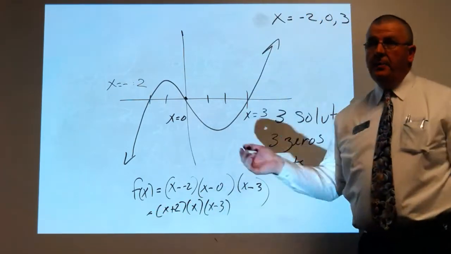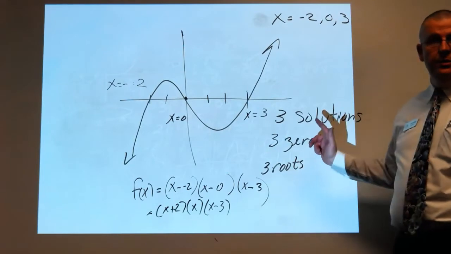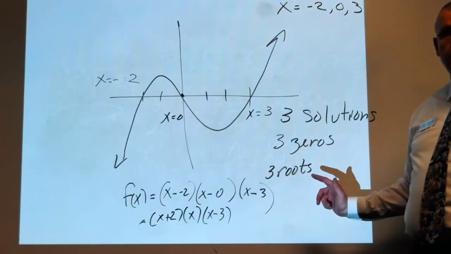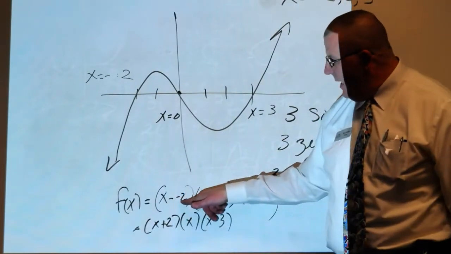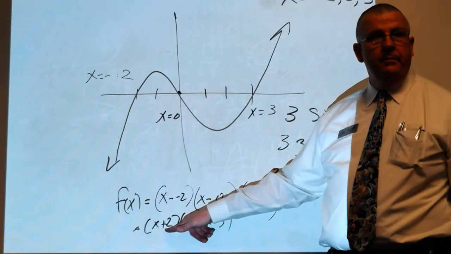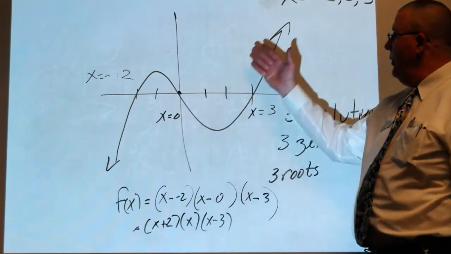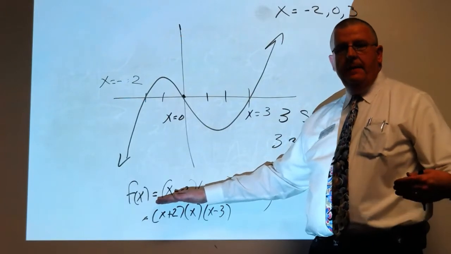And we could go ahead and multiply them all together. But this corresponds to our solutions, our roots, and our zeros. Would it ever be x plus 2, x plus 2? Yeah. When I subtract x minus a minus, I get a positive, x plus 2. Does that make sense?